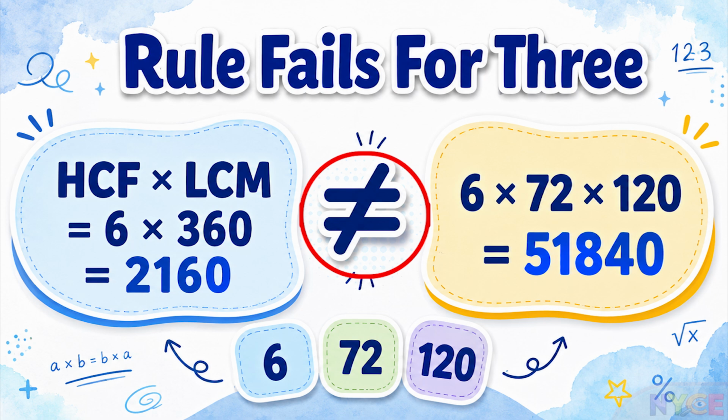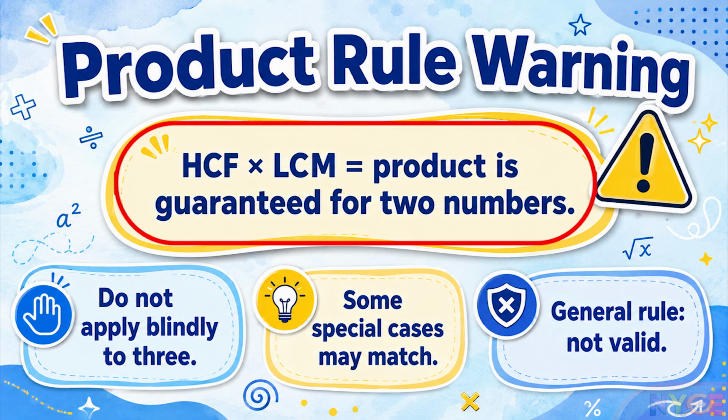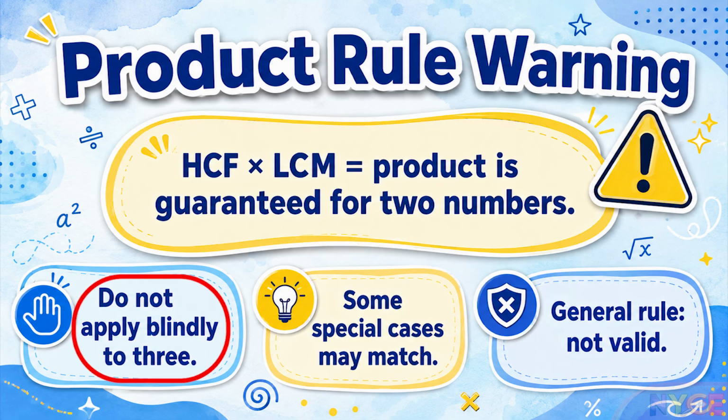Sometimes, in special cases like 8, 9, and 25, the numbers do not share prime factors with each other, and the result may look like it works, but that is a special situation, not the general rule. The HCF times LCM product rule is guaranteed for two numbers, not for three numbers.